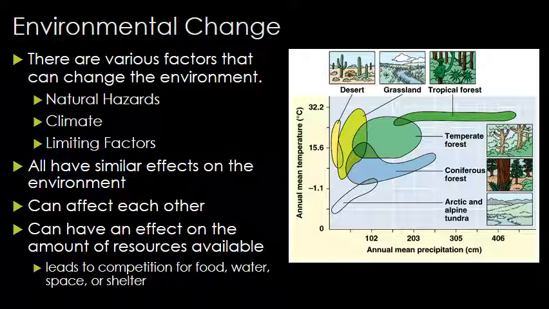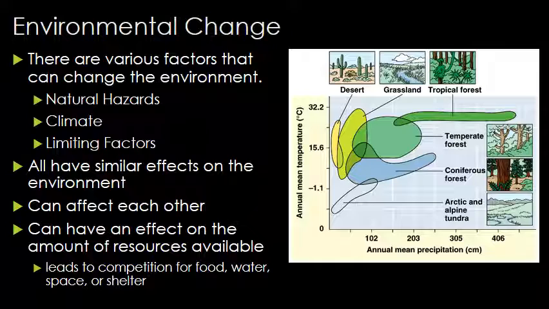There are various factors that can change the environment. These factors include natural hazards. Natural hazards can be defined as any naturally occurring event that has an effect on the ecosystem: floods, hurricanes, wildfires, and they're going to cause some significant change. Climate is a long-term thing. Climate refers to the temperature and the amount of rainfall in a particular environment. Changes in temperature and rainfall from what's normal will have an effect on the populations.